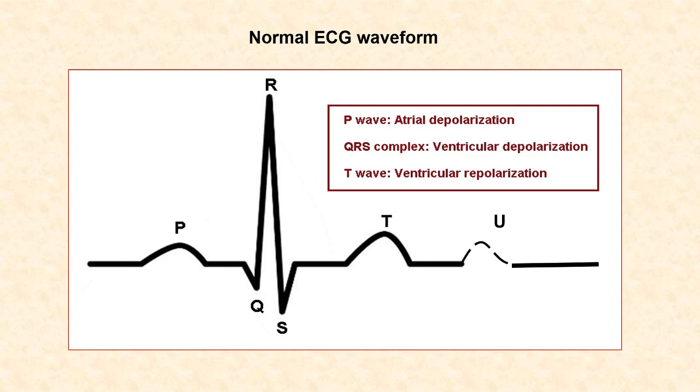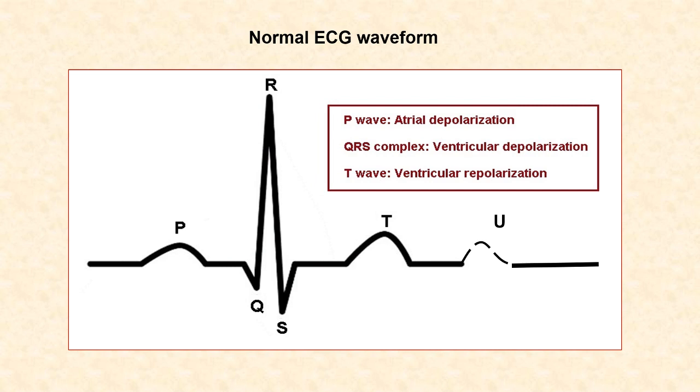A normal ECG waveform contains waves. Waves are nothing but positive or negative deflection from baseline that indicates a specific electrical event. The three main components of the ECG waveform are P wave, which represents atrial depolarization, QRS complex, which represents ventricular depolarization, and T wave, which represents ventricular repolarization. U wave is any unknown wave, and this wave is very rare.